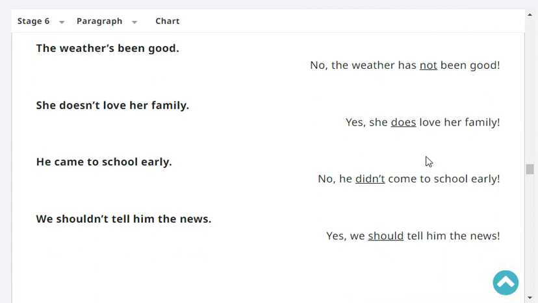He doesn't love her family. Yes, he does love her family. He come to school early. No, he didn't come to school early. We shouldn't tell him the news.